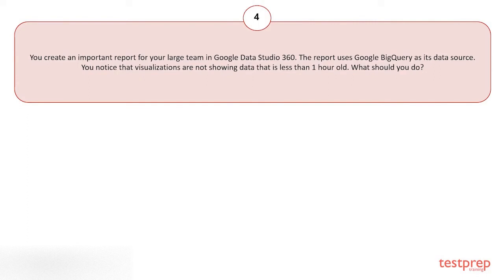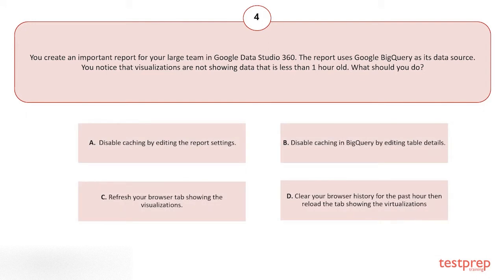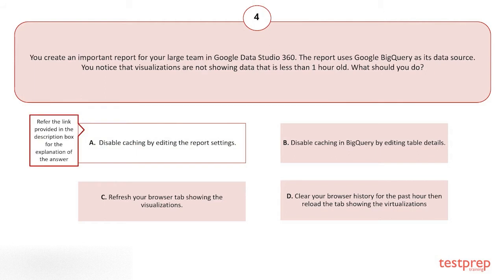You create an important report for your large team in Google Data Studio 360. The report uses Google BigQuery as its data source. You notice that visualizations are not showing data that is less than 1 hour old. What should you do? Your options are A. Disable caching by editing the report settings, B. Disable caching in BigQuery by editing table details, C. Refresh your browser tab showing the visualizations, D. Clear your browser history for the past hour, then reload the tab showing the visualizations. The correct answer is option A.